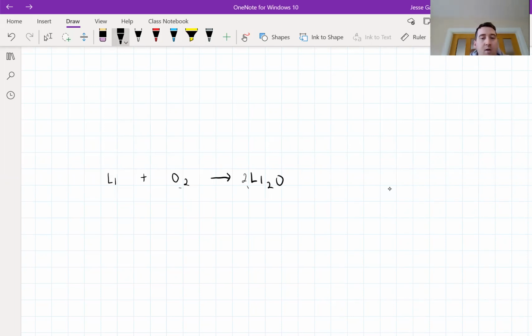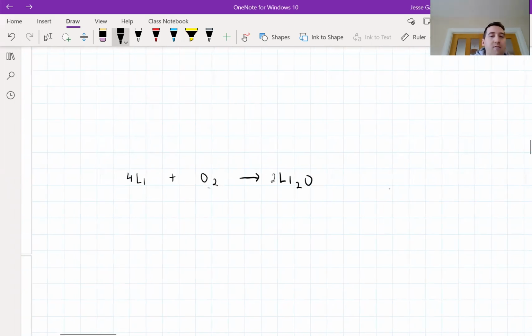I've created another problem though. I've now got 2 times 2 lithiums, which is 4 lithiums, and I've only got 1 on the left here. So to balance that out, I'm going to put a 4 on the left here. And we know that these things on the left are called reactants, sometimes also called reagents. These are the things we begin with. And this thing on the right here is our product.